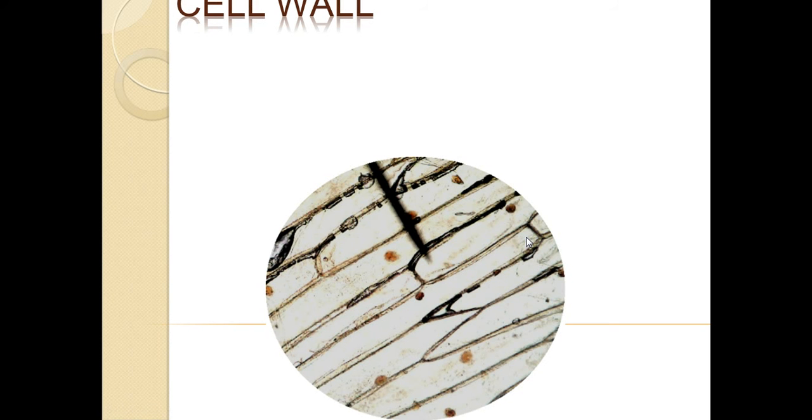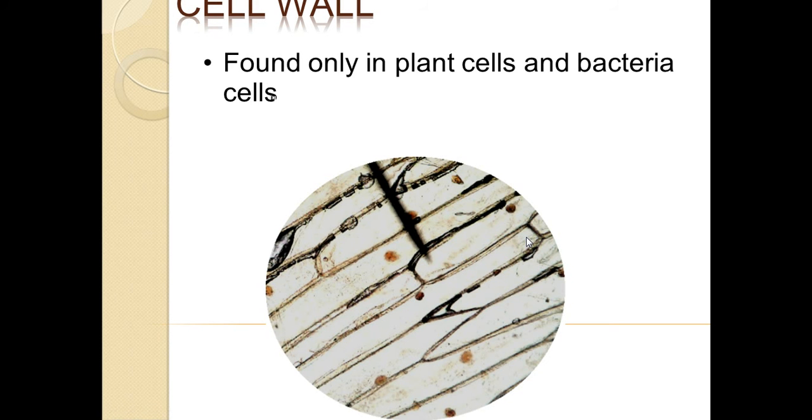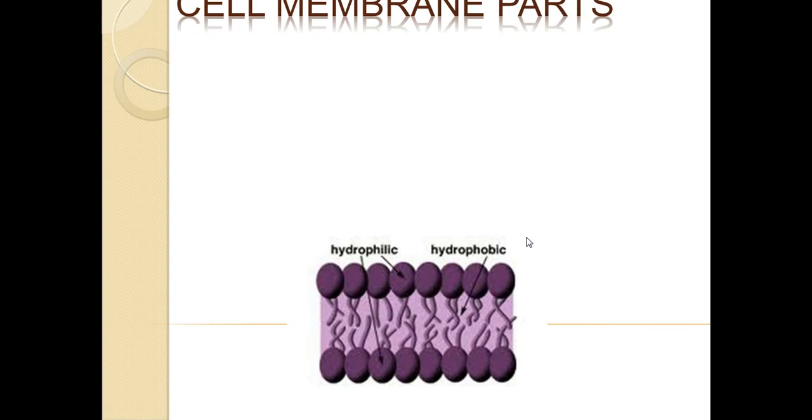The cell wall is located only in plants and bacteria. Its main function is support. So, of course, it does allow things in and out, but that's not its main function. Its main function is to provide a structure, kind of an external structure for the cells. Some cell membrane parts.